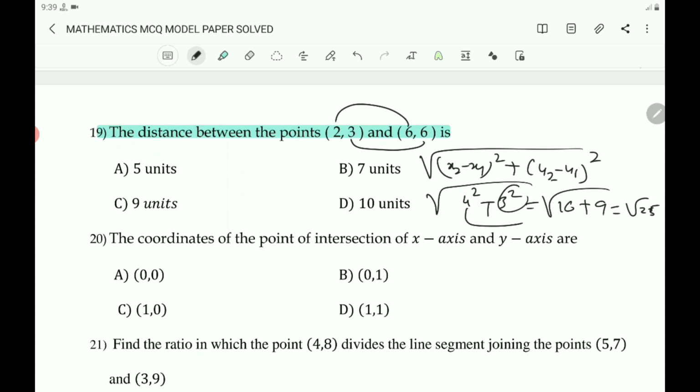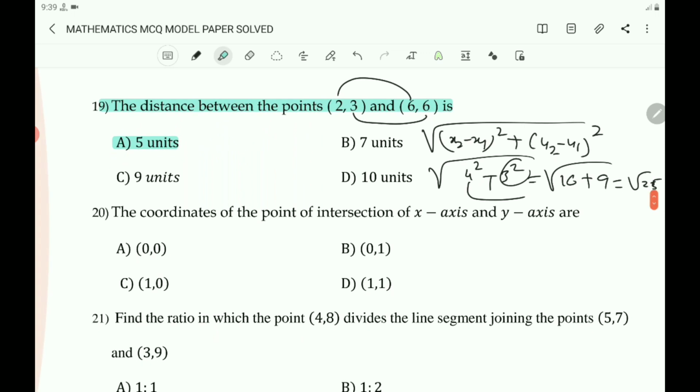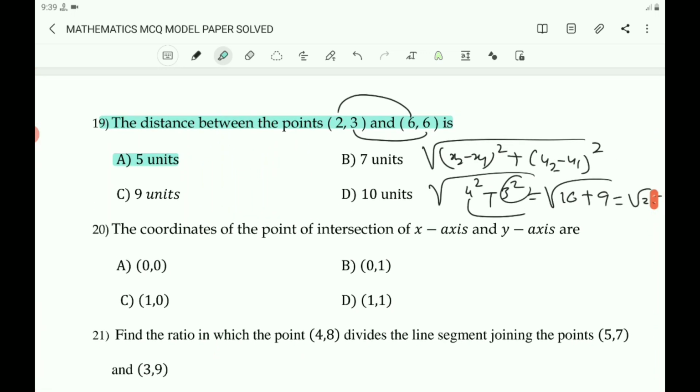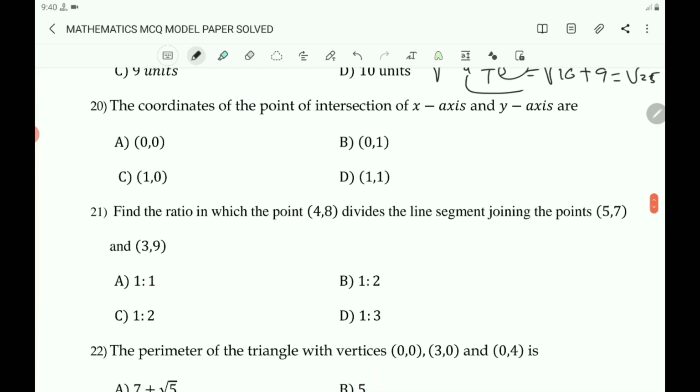Square root of 25 is 5 units. So option A is the answer. You note down option A is the answer. You must know the distance formula, that is root of (x2 minus x1) whole square plus (y2 minus y1) whole square, and here it becomes 6 minus 2 and 6 minus 3, 4 square plus 3 square.